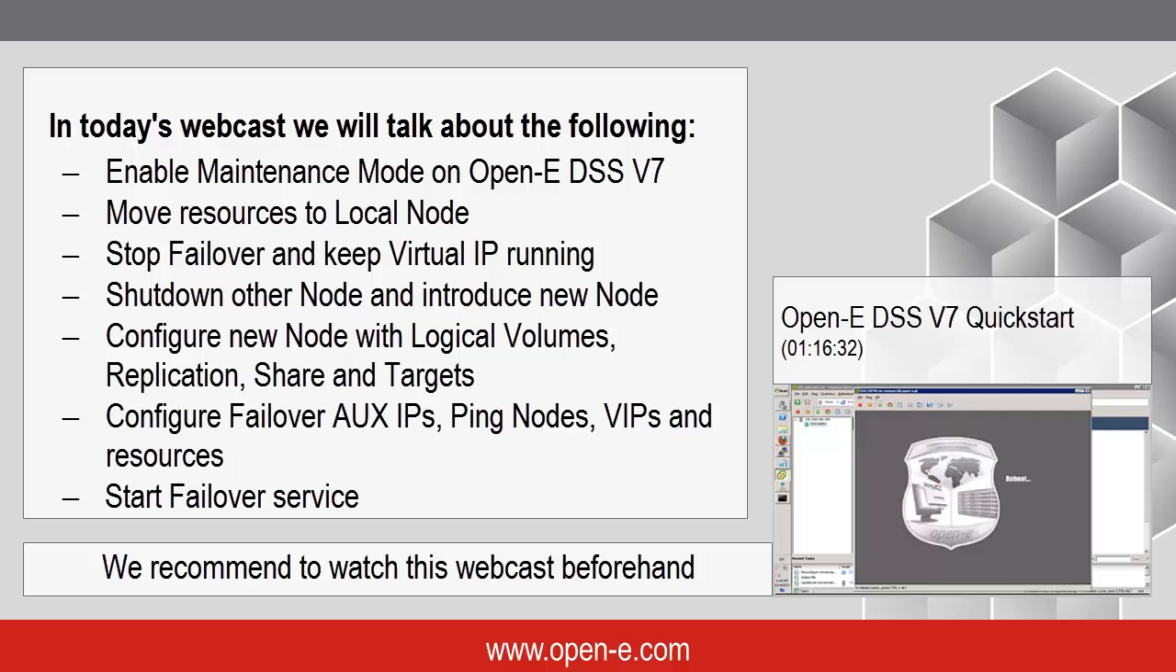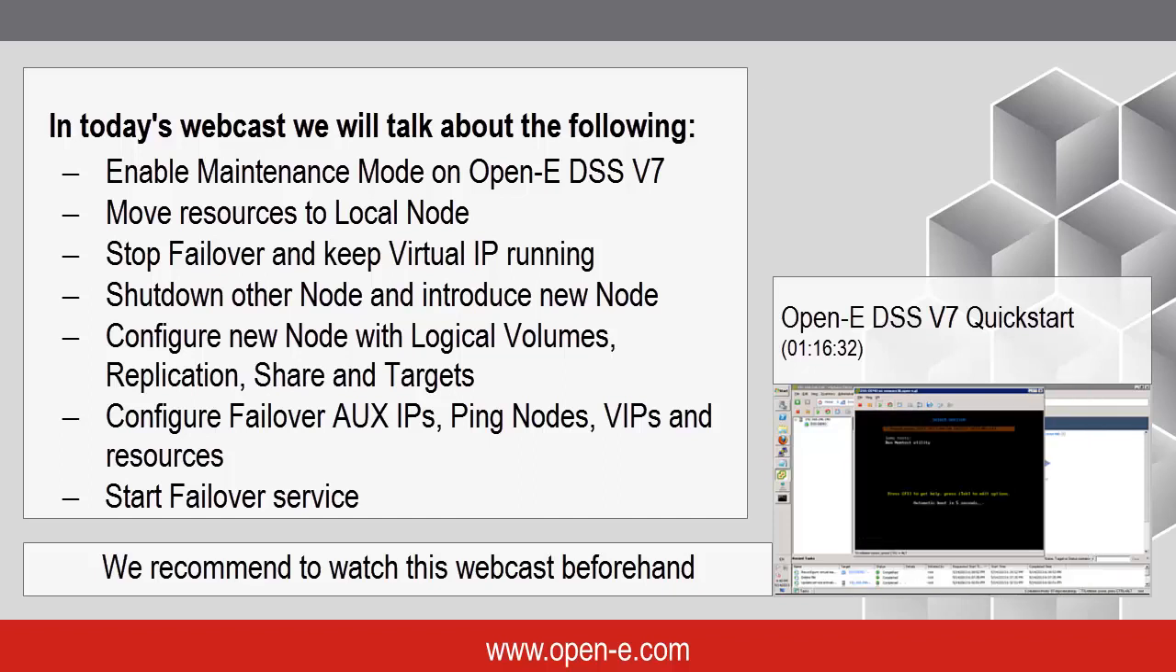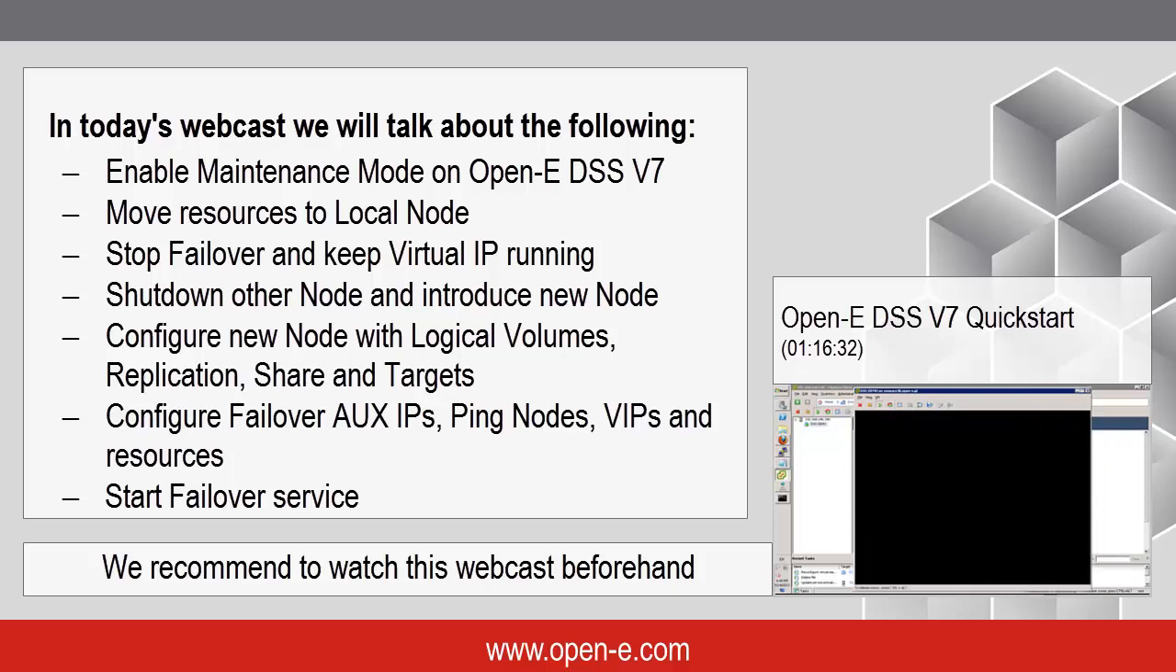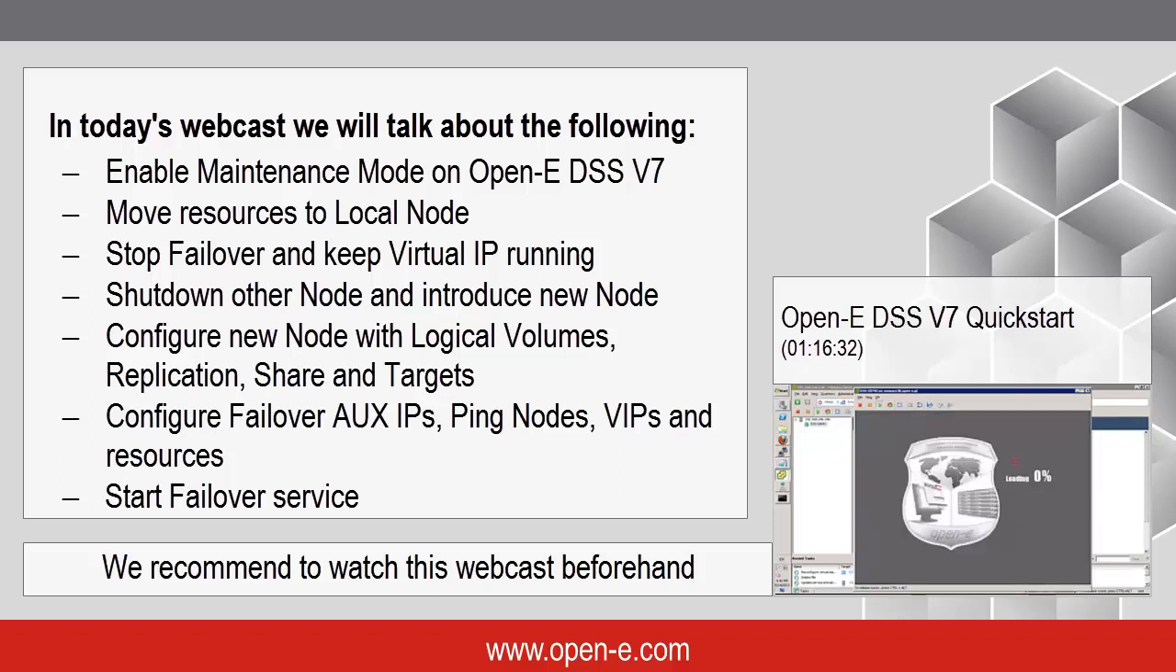What I'm going to talk about is how to enable maintenance mode. Then we're going to move the resources on the node that we are going to decommission. Maybe you want to change the NIC, maybe you want a new RAID array or a whole new system and upgrade. With that, we're going to stop the failover and keep the virtual IP addresses running. I'll show you how that process is done.